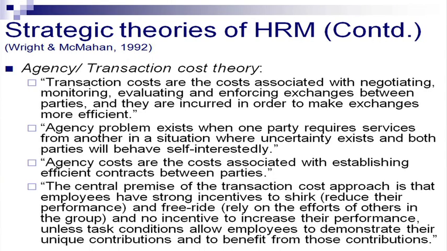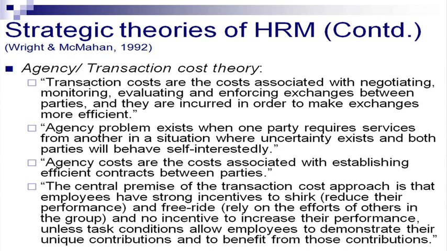Okay. Then the fourth theory here is the agency or transaction cost theory. Transaction costs are the costs associated with negotiating, monitoring, evaluating and enforcing exchanges between parties, and they are incurred in order to make exchanges more efficient. Agency costs are the costs associated with establishing an efficient contract between the parties.